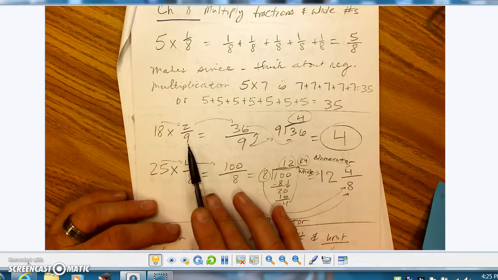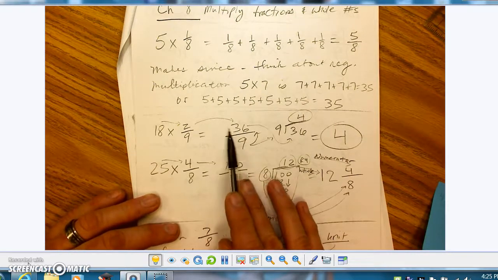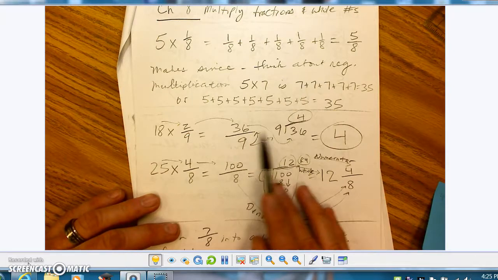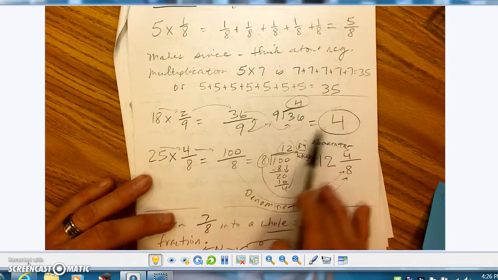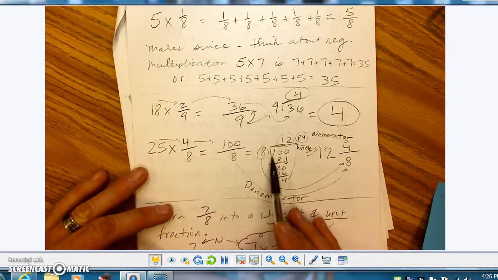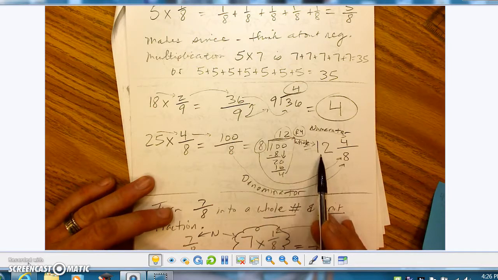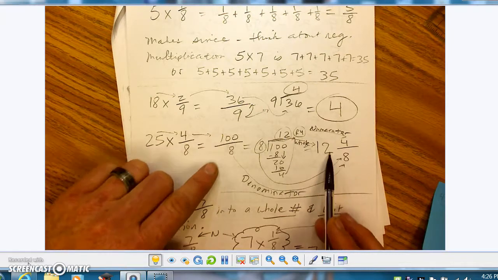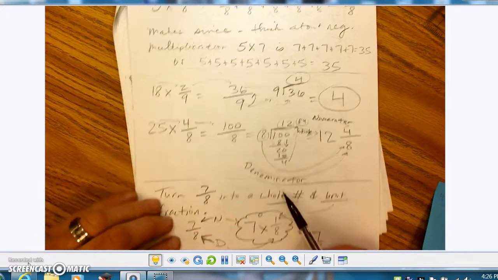18 times 2/9. You're just going to do the top number, 36, the numerator. 36/9, and then flip it around. 9 can go into 36 4 times. So it ends up being just a regular whole number, 4. 25 times 4/8 would be 100/8. 8 goes into 100, I'm not going to walk through everything, but it ends up being 12, which is 96. And then you'd have 4 more to get there, so 12 and 4/8. And here's long division if you wanted to do it that way.